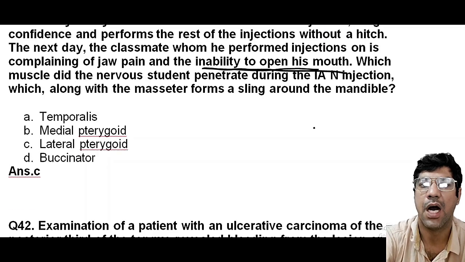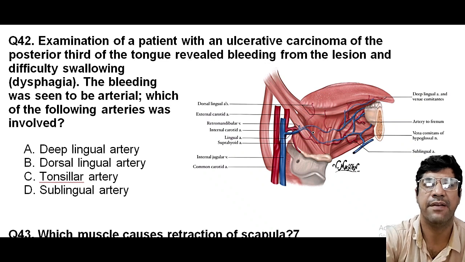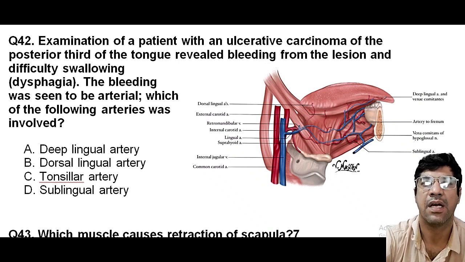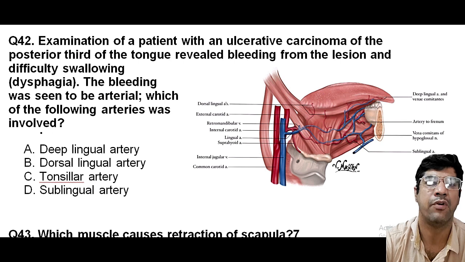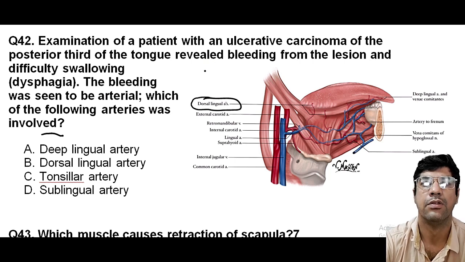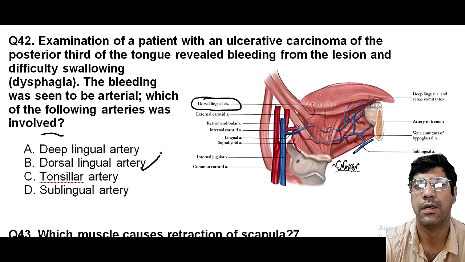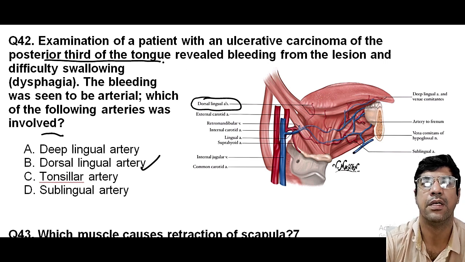Examination of a patient with ulcerative carcinoma of the posterior third of tongue revealed bleeding from the lesion and difficult swelling. The bleeding was seen to be arterial. Which of the following arteries was involved? Well, the answer is dorsal lingual artery. So the posterior third of the tongue is supplied by the dorsal lingual artery. Remember that.